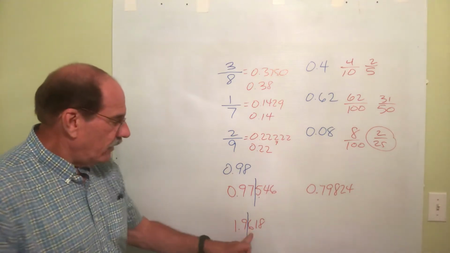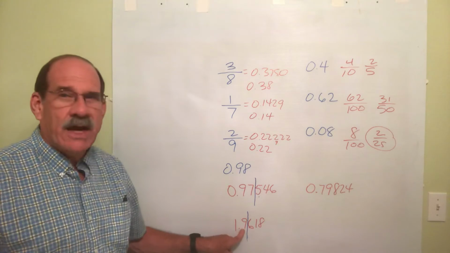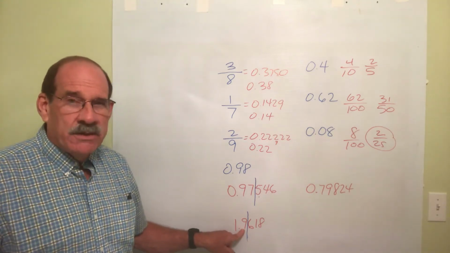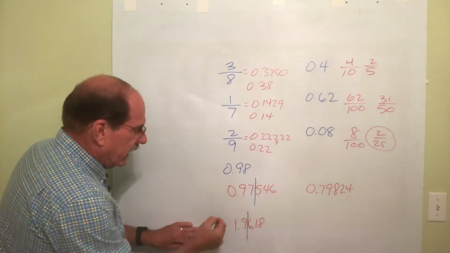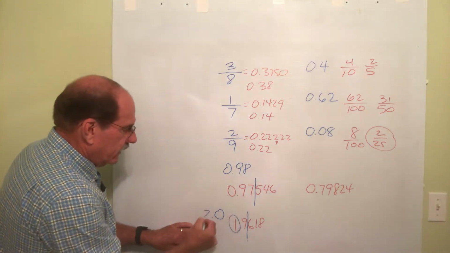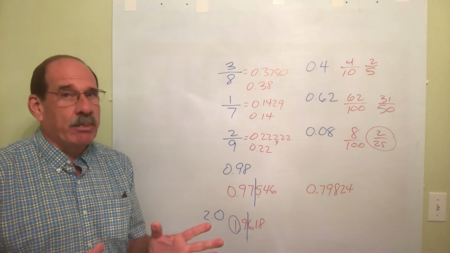But since the next number, 6, is 5 or more, I make this the next higher number. Ooh, what does that mean? Well, next higher number is 10. That means I'm going to have to make the 9 into a 0 and make this into the next number, 2. Now, here's a problem.